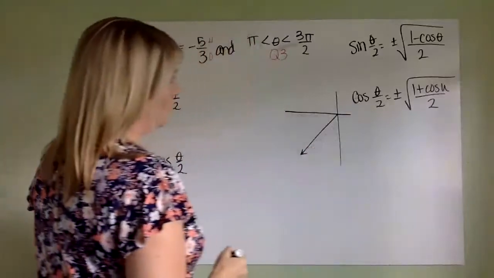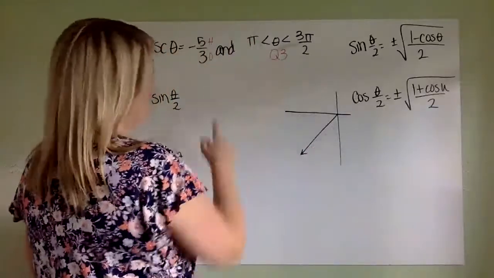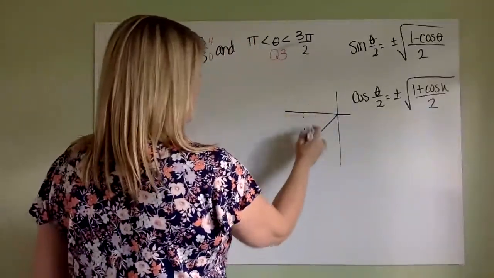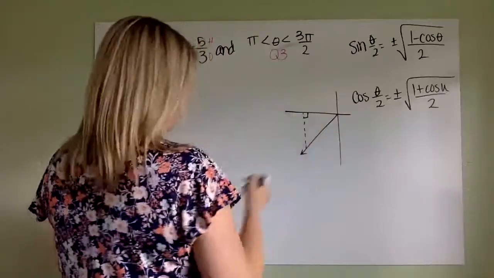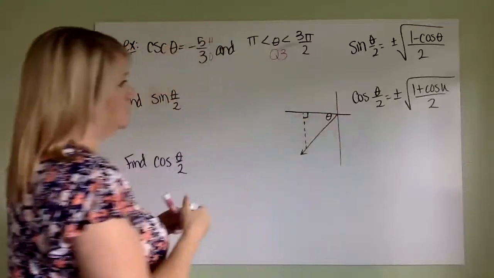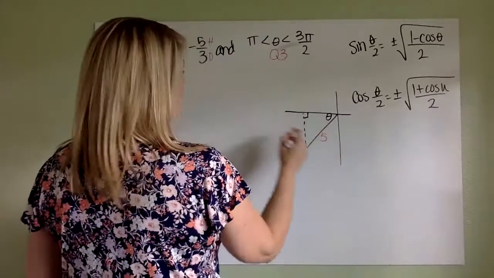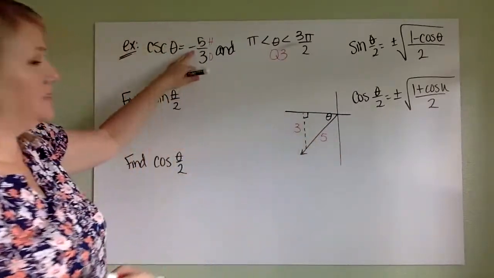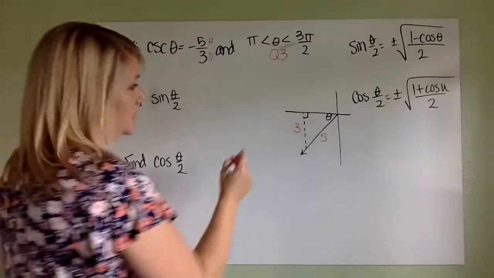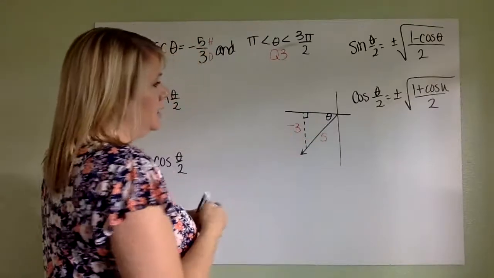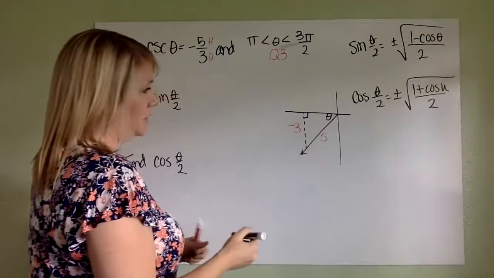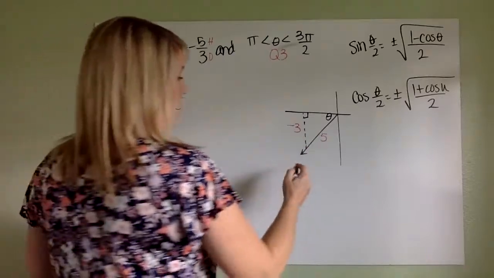Here's our angle. It's in the third quadrant. Here's our little reference triangle, and the reference angle goes right there. And so the hypotenuse is a 5, and the opposite side is a 3. And one of them is negative because the fraction is negative. And in this case, it's the 3, right? Because the 5 has to be positive. Always the hypotenuse is positive.